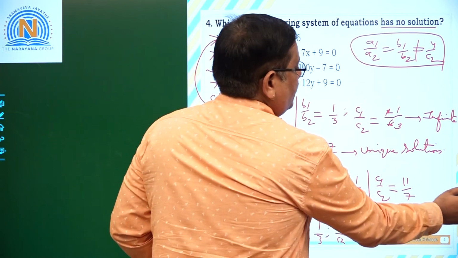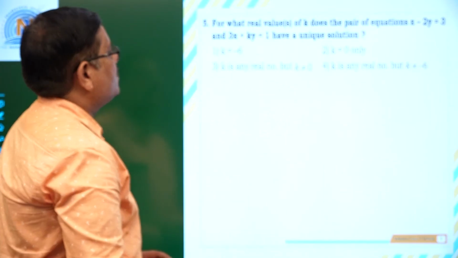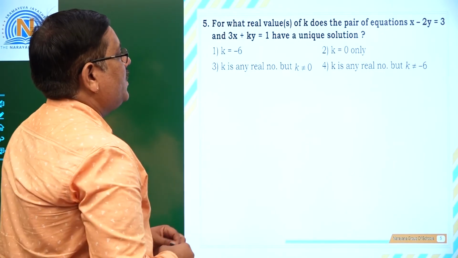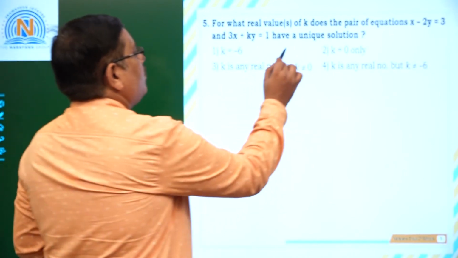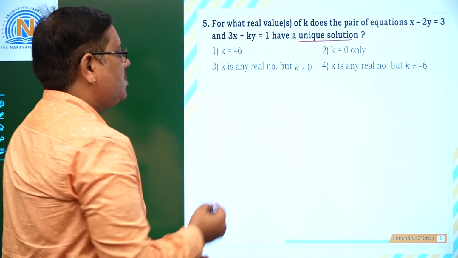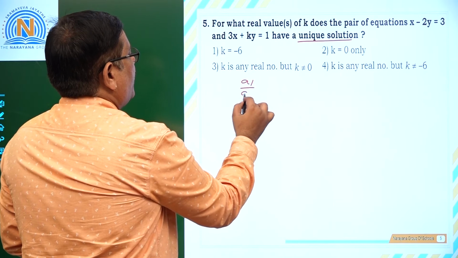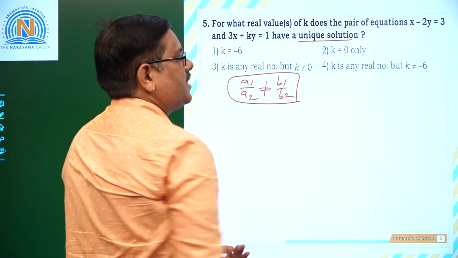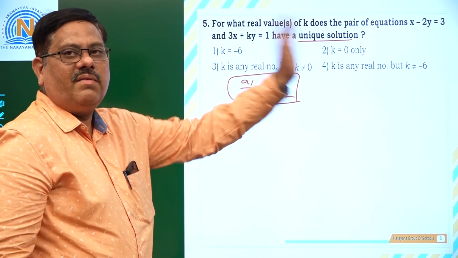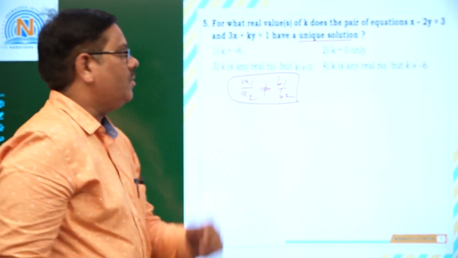Let us see the last question. For what real values of k does the pair of equations x minus 2y is equal to 3 and 3x plus ky is equal to 1 have a unique solution? What do you mean by unique solution? What is the condition? a1 by a2 is not equal to b1 by b2. If this condition is satisfied, we can say that the given system of equations has a unique solution.